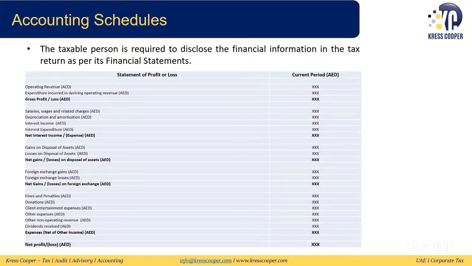So if you see, the first schedule it is asking for is the statement of profit and loss, and it has given some line items which need to be filled independently, whereas the others can be clubbed together.